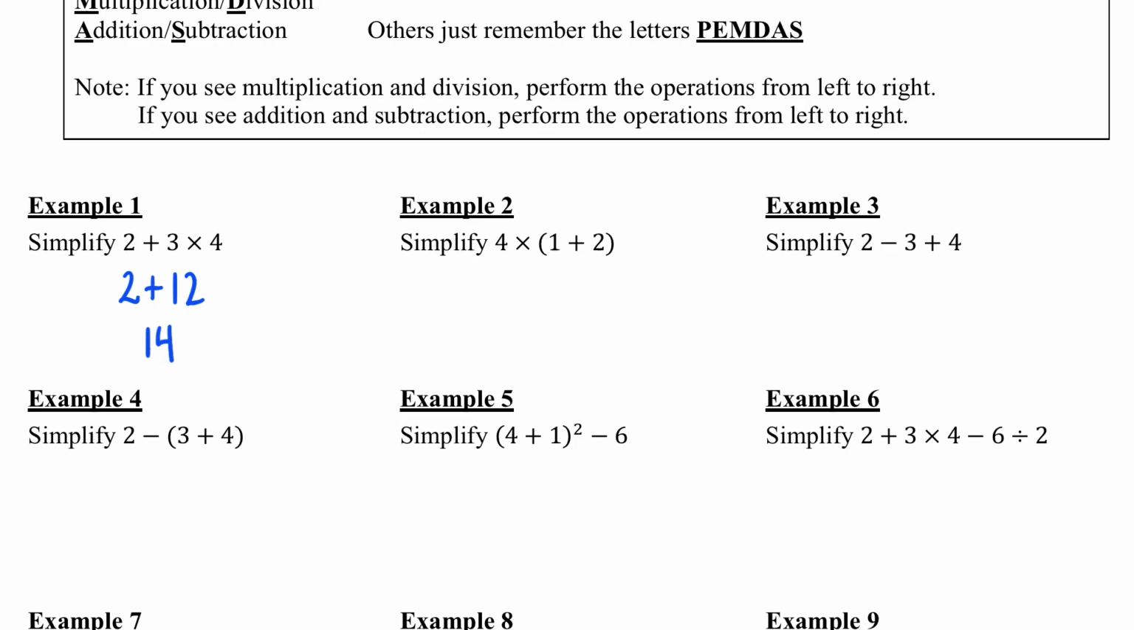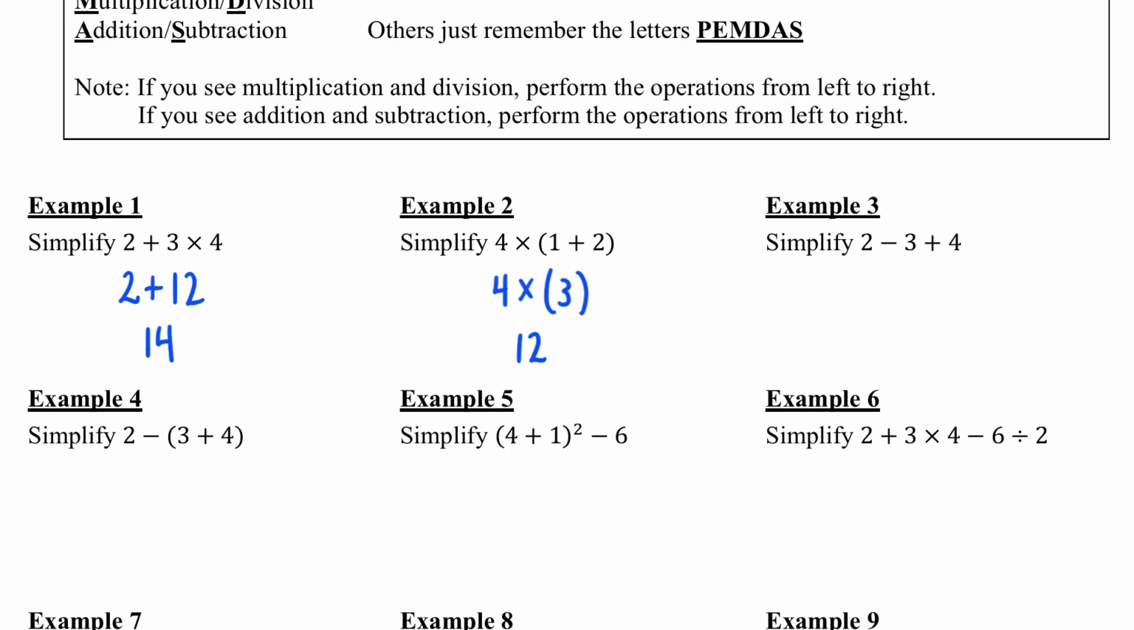How about this one? So you got parentheses and multiplication. So the parentheses has to come first. So I'm going to do 4 times, and then I'm just going to do what's inside the parentheses. 1 plus 2 is 3. 4 times 3 is 12. And that's it.